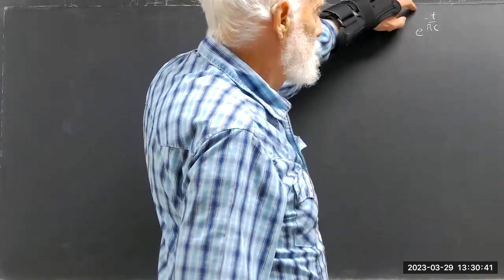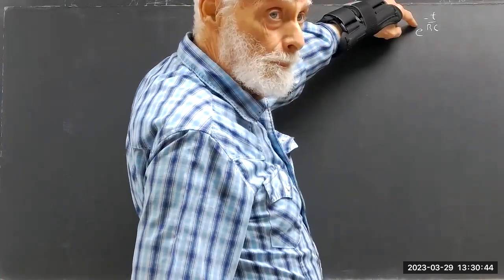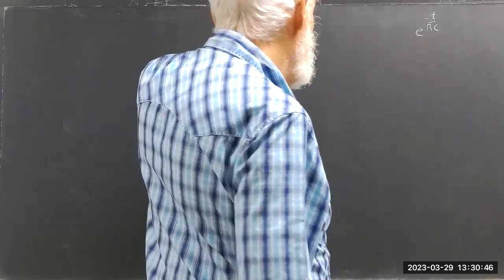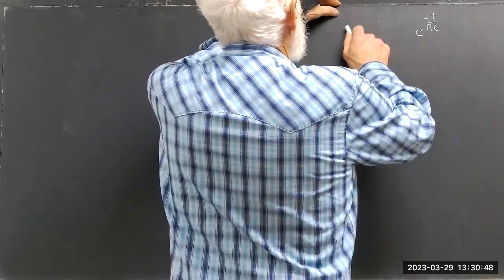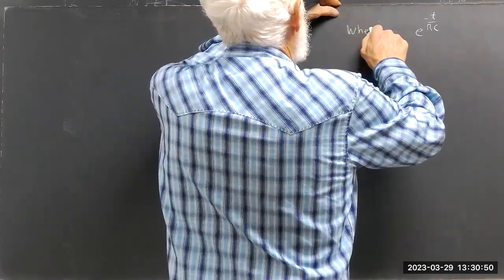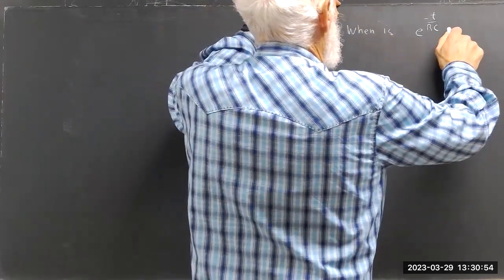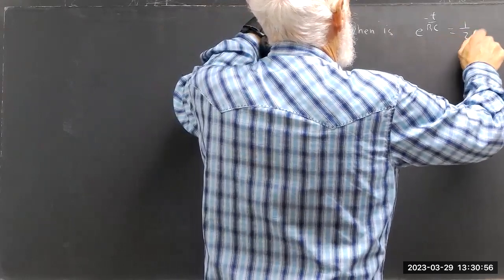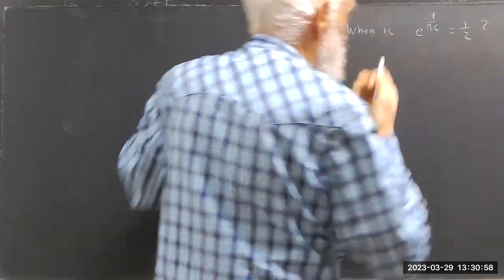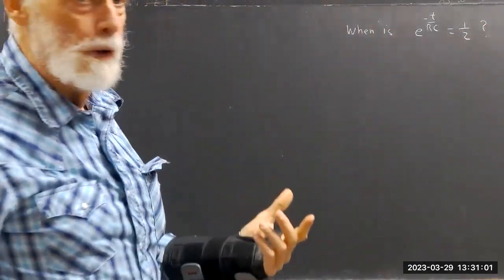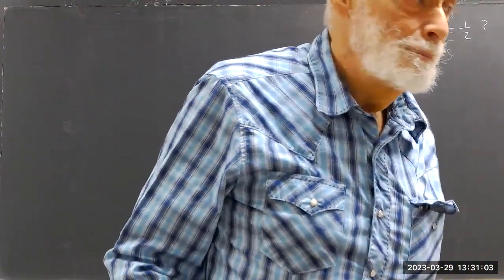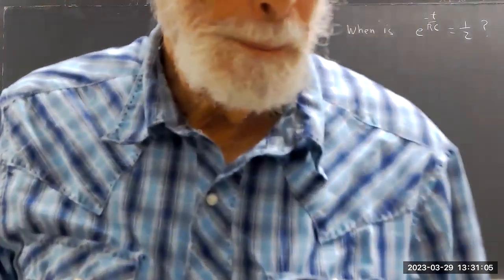Okay, let's talk about this expression e to the negative t over RC. What is e to the negative t over RC equal to 1/2? Can you solve that equation? Give you just a minute.